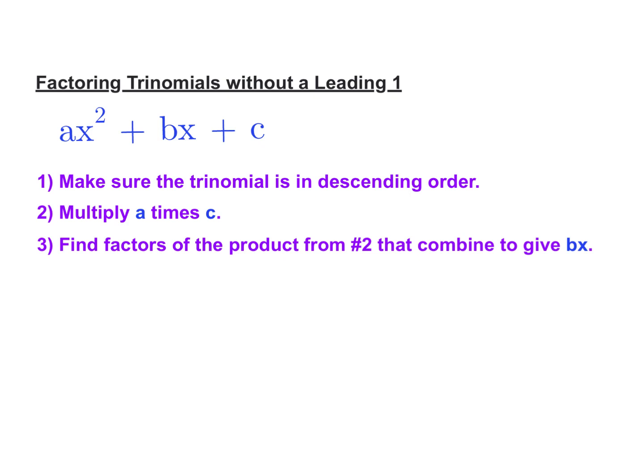So that's the difference. In the leading 1, we found factors of C that add up to B, or combine to B. Now we find factors of AC that combine to give me B. That's the biggest difference. And that's the key to unlocking these problems, is again finding those right factors. Once you find those right factors, then these problems get a lot easier. Otherwise, you're just guessing and checking.